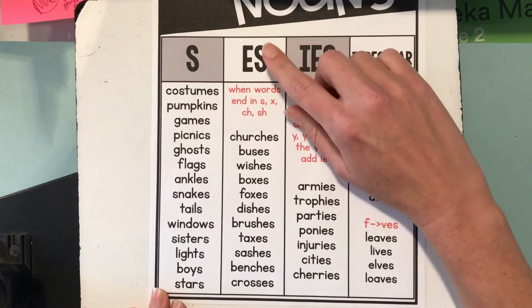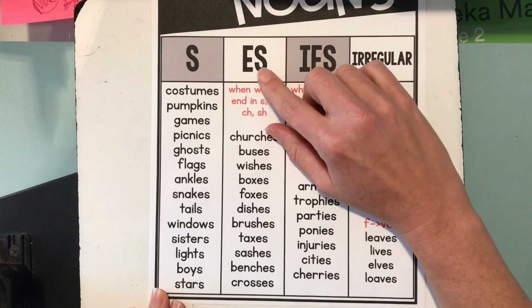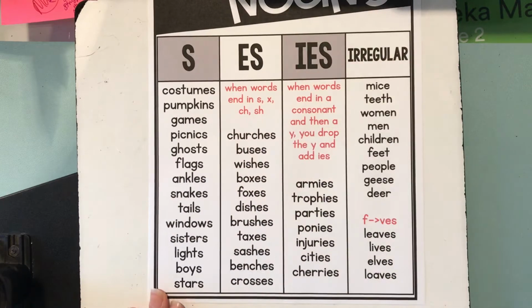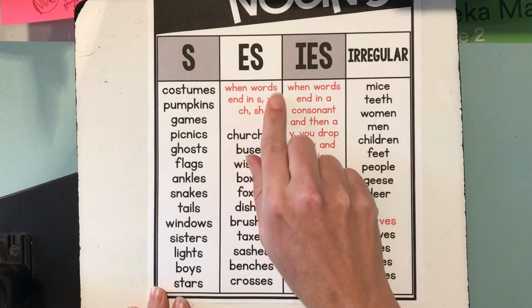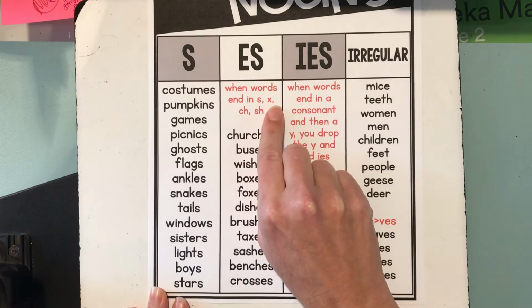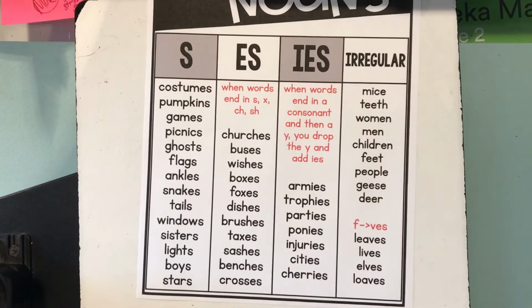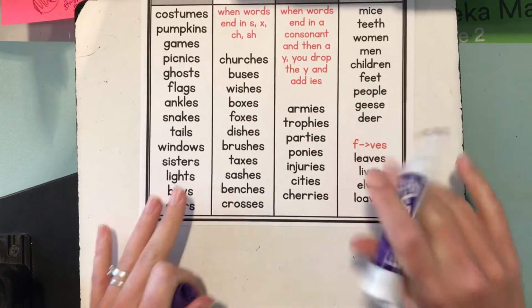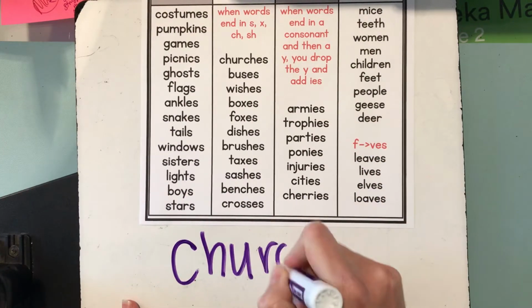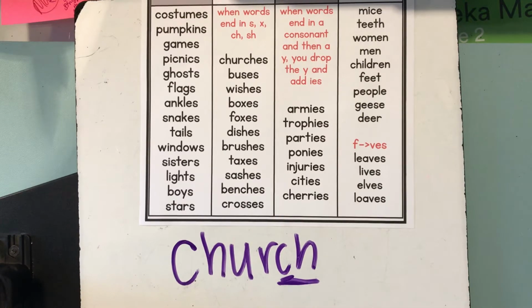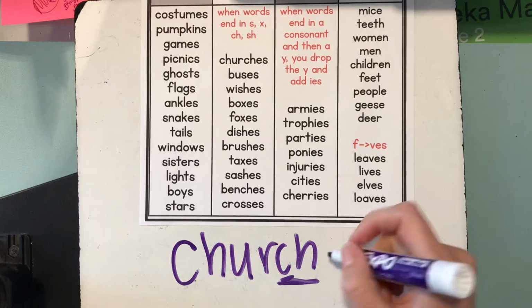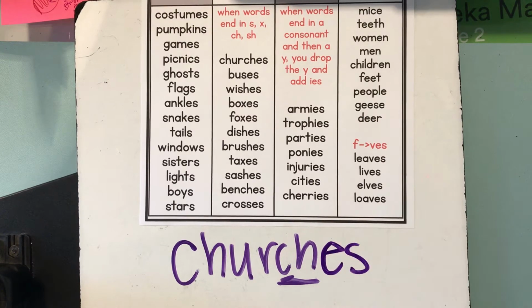The next one is sometimes we have to add an ES, and there's a rule for this. So you have to remember the rule. The rule is when the words end in S, X, CH, or SH. So their example here, the first one is church. This ends in CH. Knowing that that word ends in CH, when I have to talk about more than one church, so now I'm going to talk about churches, I just add an ES. So that's the rule for that.